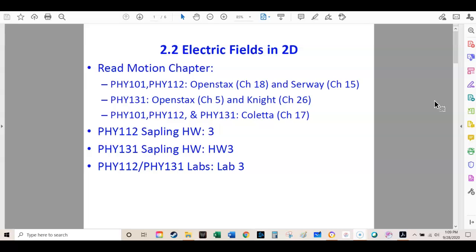This is 2.2. If you haven't done the reading, please do the reading. The readings are listed right here. If you're in Physics 101 or Physics 112, please read chapter 18 in OpenStax, 15 in Survey, and 17 in Coletta. If you're in Physics 131, please read Chapter 5 in OpenStax, Chapter 26 in Knight, or Chapter 17 in Coletta. And again, this is linked to homework number 3.